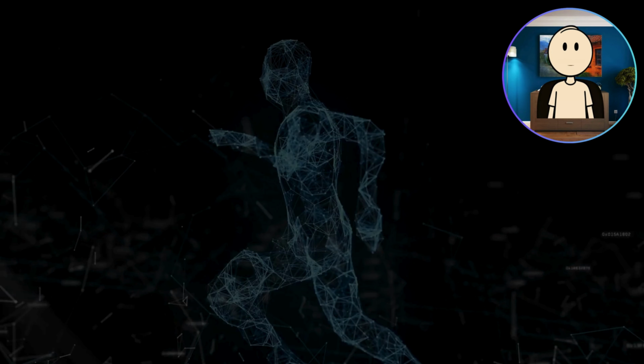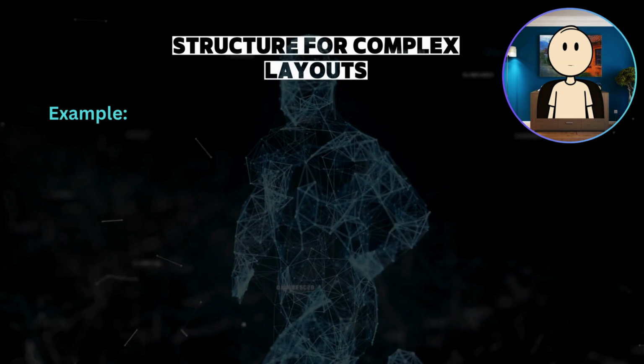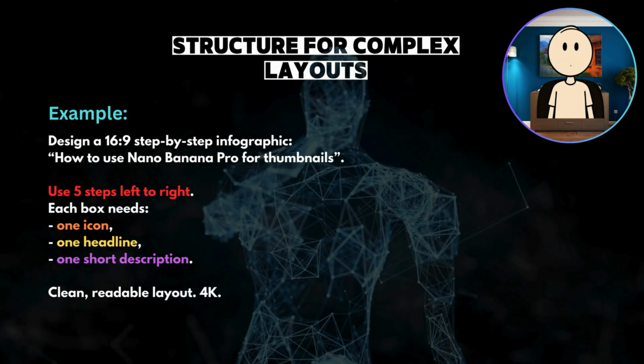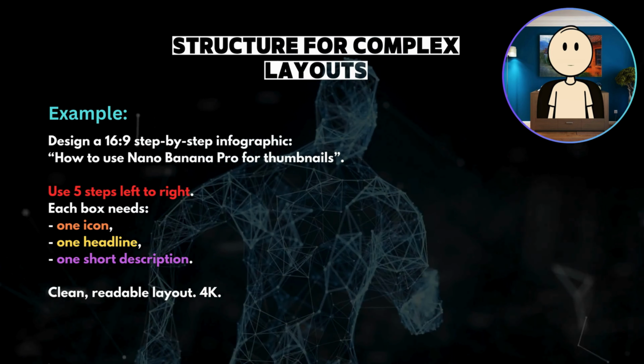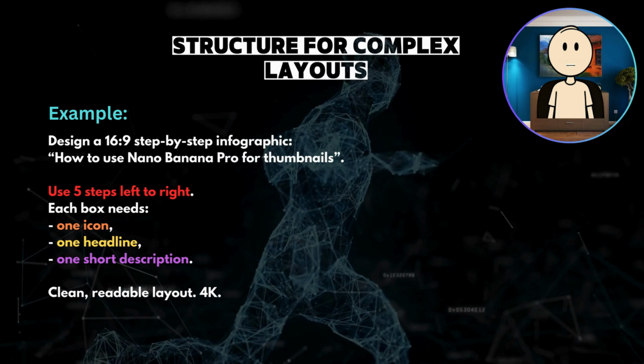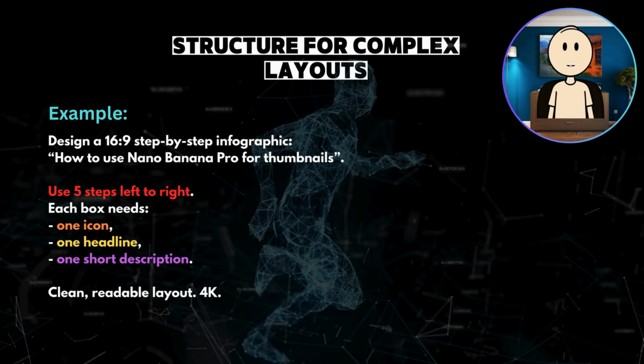For infographics, guides, storyboards, your prompt must give structure. Structure for complex layouts. Example. Design a 16:9 step-by-step infographic. How to use Nano Banana Pro for thumbnails. Use 5 steps left to right. Each box needs 1 icon, 1 headline, 1 short description. Clean, readable layout. 4K.